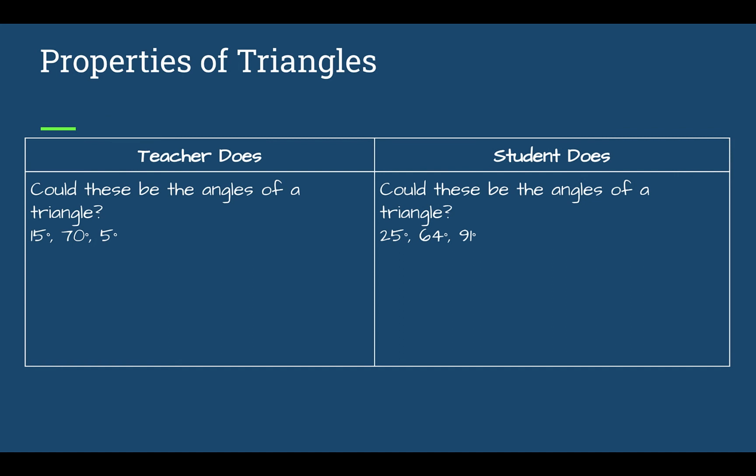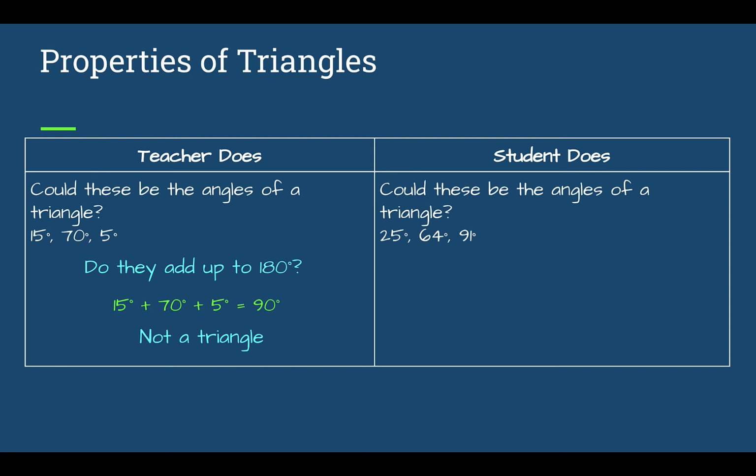Next, let's see if we can figure out if the angles given could be a triangle. Thinking about what the angles have to add up to, they need to add up to 180. If they do that, then it could be a triangle. So do they add up to 180? 15 plus 70 plus 5 is equal to 90. 90 is not 180. Those three angles could not make a triangle.